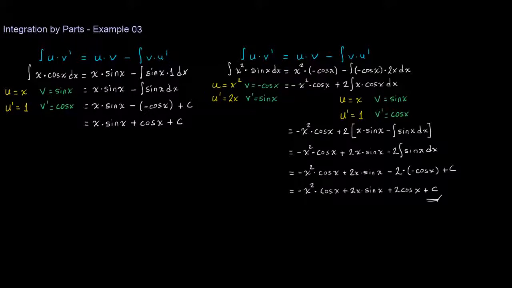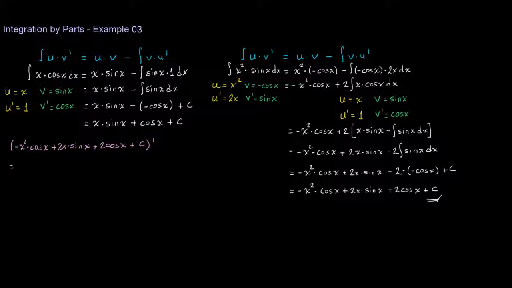So now, I'm going to prove it using the fundamental calculus theorem idea. I'm going to take the derivative of the whole expression. Here will be minus x squared times cosine of x, plus 2 times x sine of x, plus 2 times cosine of x, plus c. I'm going to take derivatives.